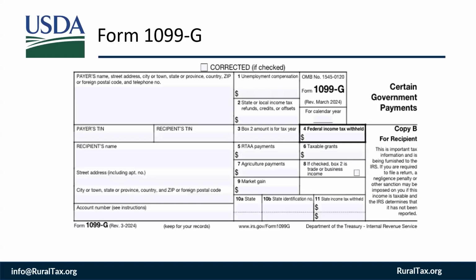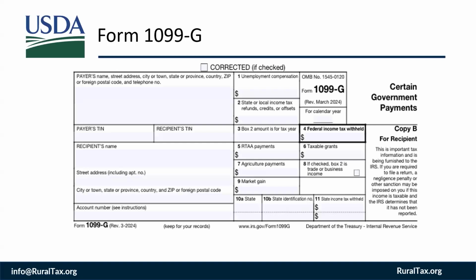Then the 1099-G, these are government program payments or government payments. It could be unemployment compensation. Even for farmers, that doesn't apply. State and local income tax refunds, that could apply. Also, then ag program payments or agriculture payments is box 7. Box 6 is taxable grants.